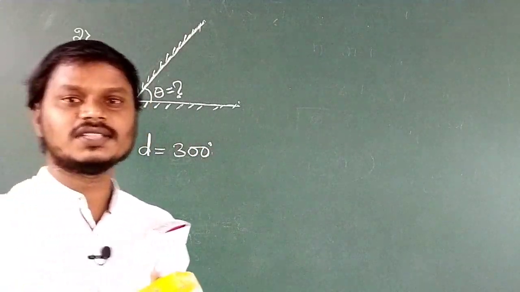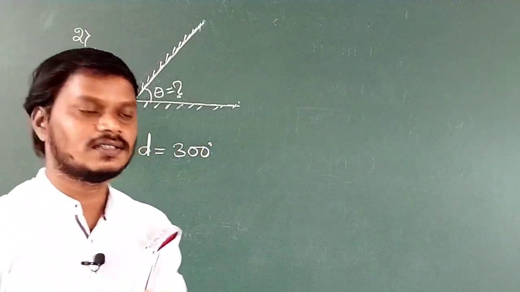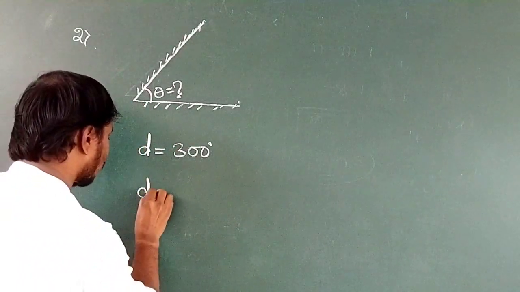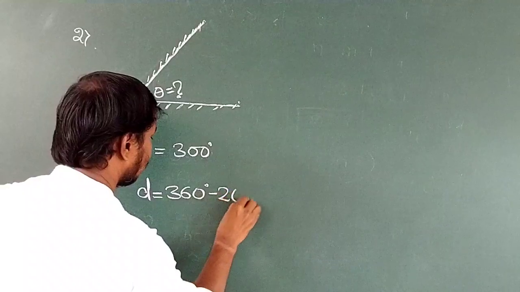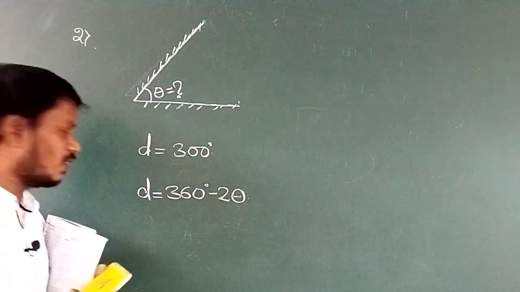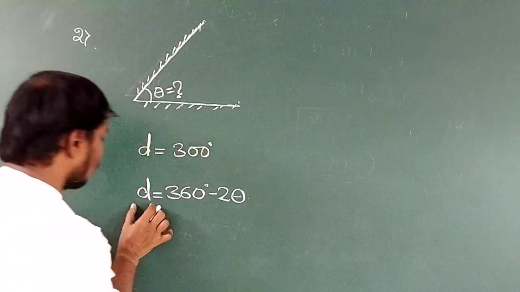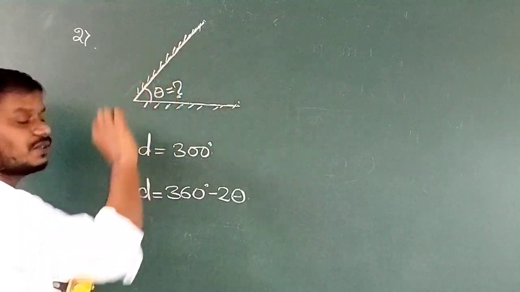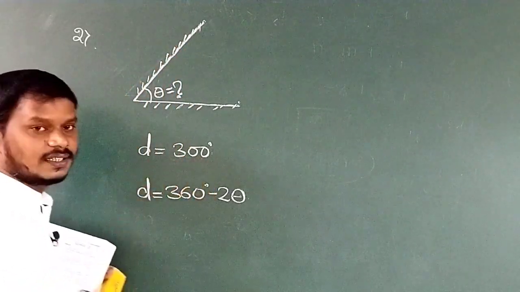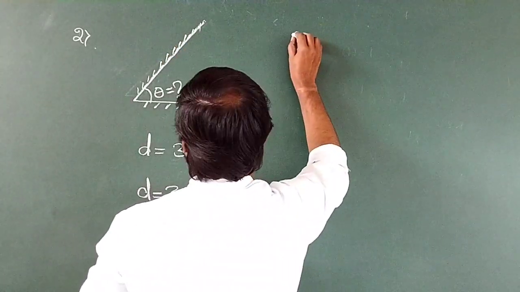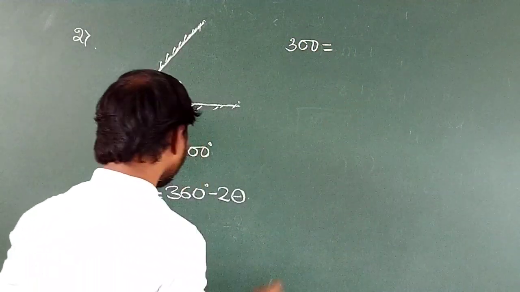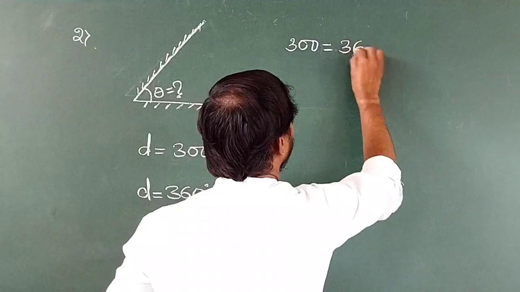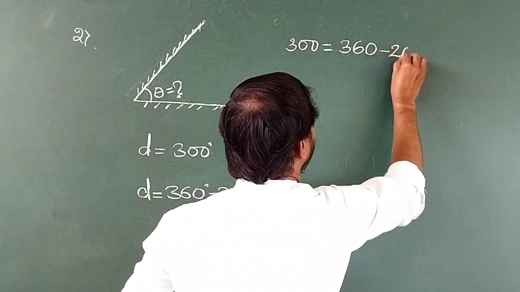So, what is the deviation produced by two inclined mirrors? That is D is equal to 360 minus 2 theta. Now, substitute the value of D. What is the deviation produced by these two plane mirrors? That is 300. Then, wherever D is there, I will put 300. 300 is equal to 360 minus 2 theta.